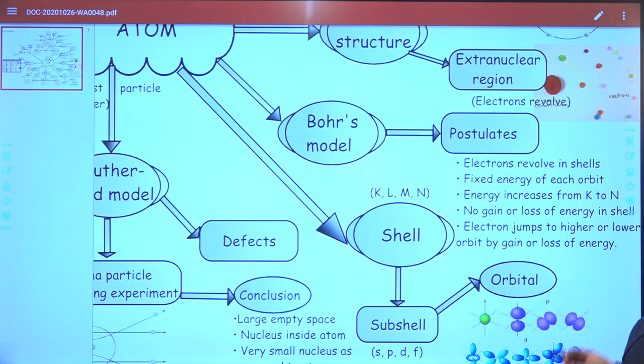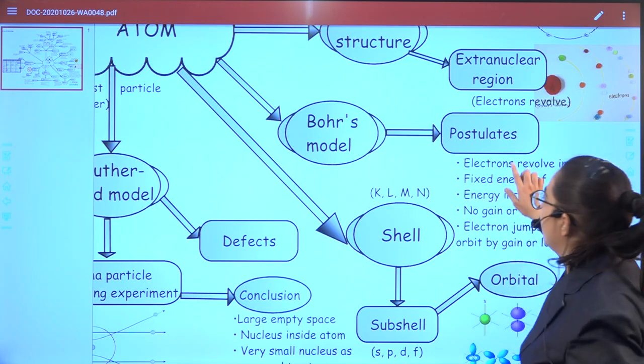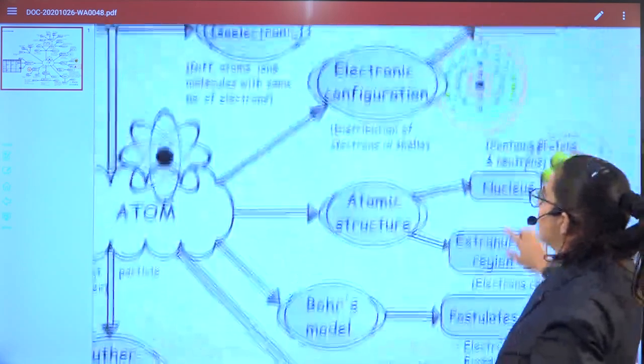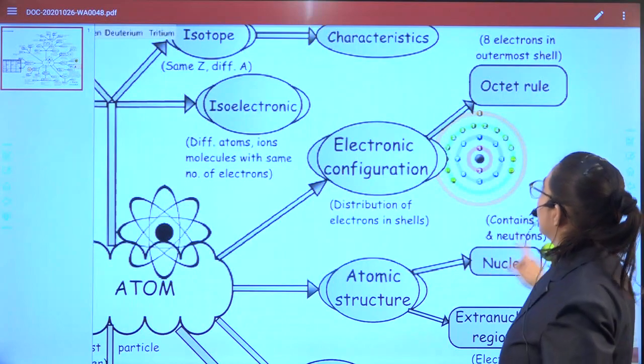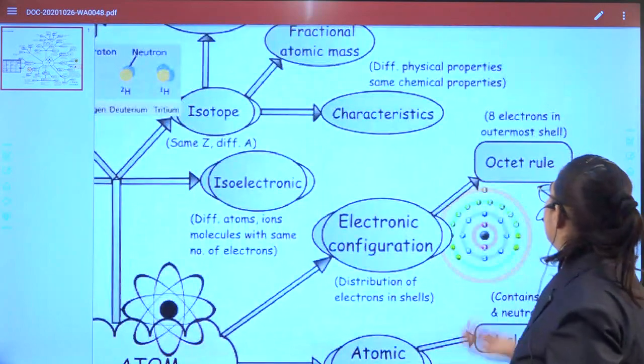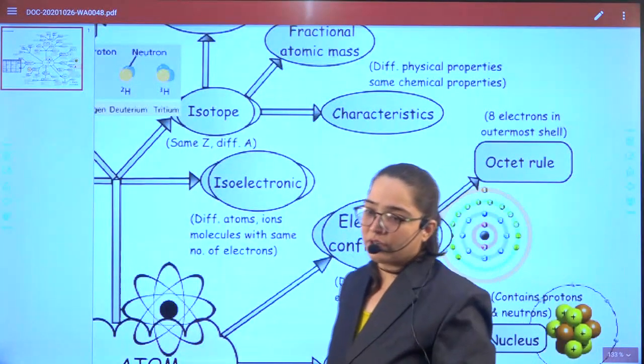Please note it down. And finally, this was considered as one of the important parts in the atom. We already discussed the atomic structure. Then coming to the electronic configuration, distribution of electrons and the octet rule.